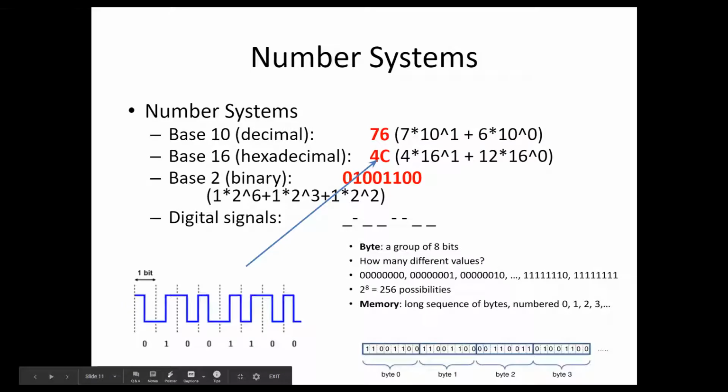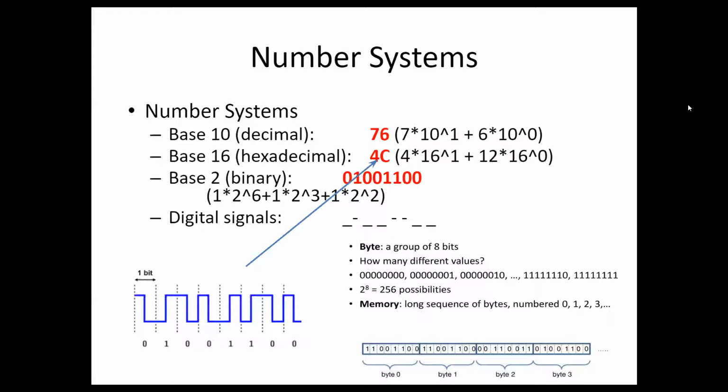Okay. So there are different types of number systems: base 10 decimal, base 16 hexadecimal, and base 2 binary. Using the digital signal shown below, we could get 76 for base 10 and 4C for base 16. There are 16 numbers in base 16, but we only have 0 through 9, so we use letters for the rest of the numbers. A is 10, B is 11, C is 12, and so on.